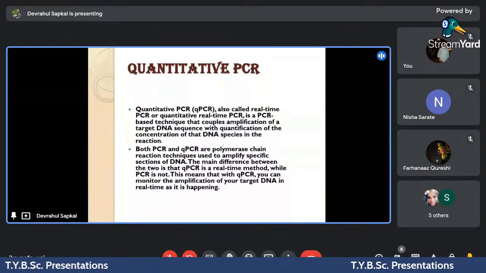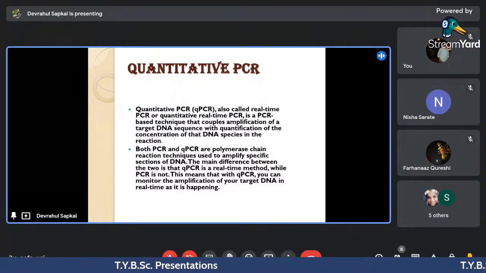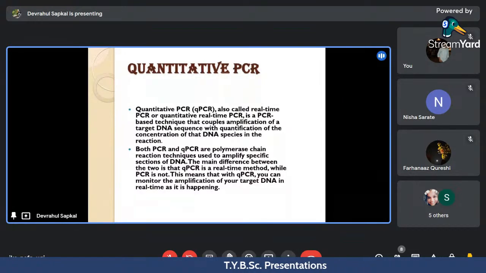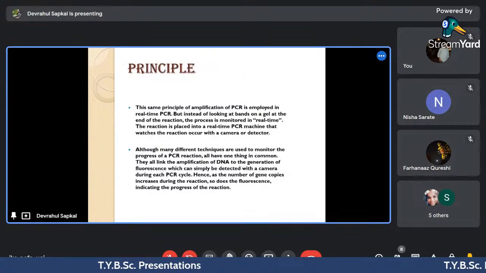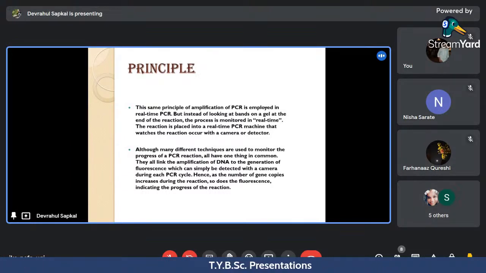Both PCR and quantitative PCR are polymerase chain reaction techniques used to amplify a specific section of DNA. The main difference between the two is that quantitative PCR is a real-time method while PCR is not. This means that with quantitative PCR, you can monitor the amplification of your targeted DNA in real time, as it is happening. The principle of quantitative PCR is the same principle of amplification as PCR, but instead of looking at bands on the gel at the end of the reaction, the process is monitored in real time.